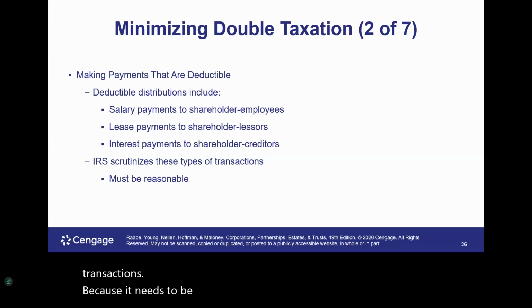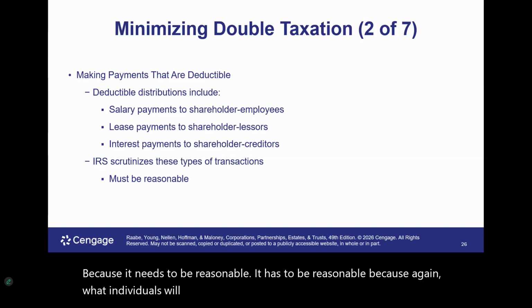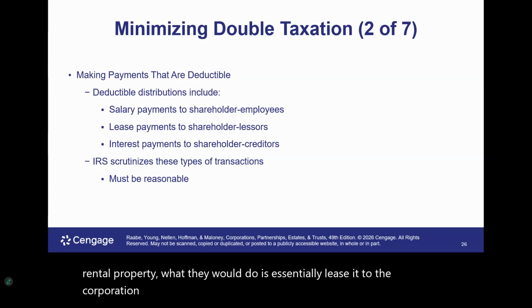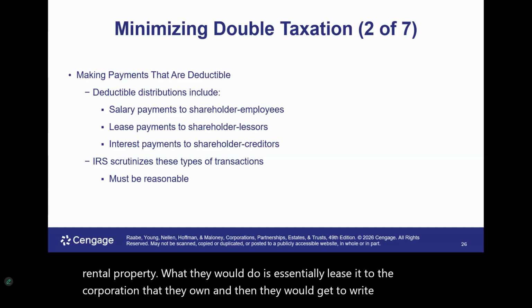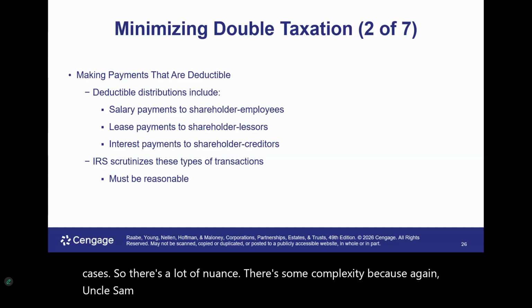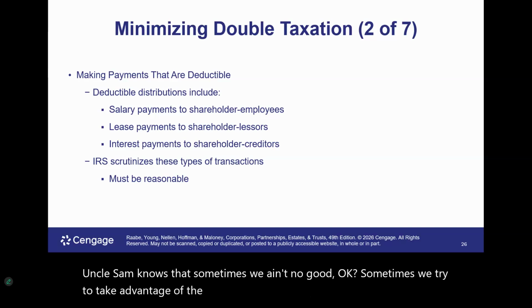It has to be reasonable because, again, what individuals will do is, let's say a shareholder owns a rental property. What they would do is essentially lease it to the corporation that they own, and then they would get to write it off in certain cases. So there's a lot of nuance. There's some complexity because Uncle Sam knows that sometimes we try to take advantage of the law, and within reason.